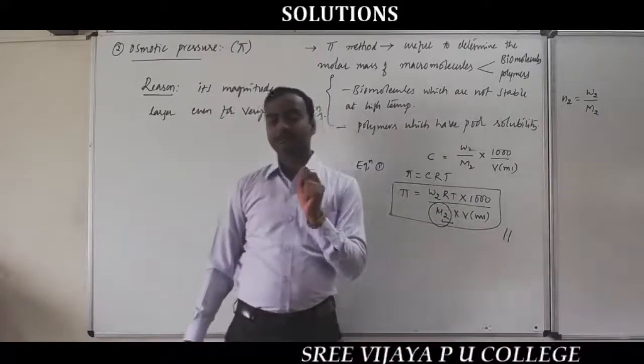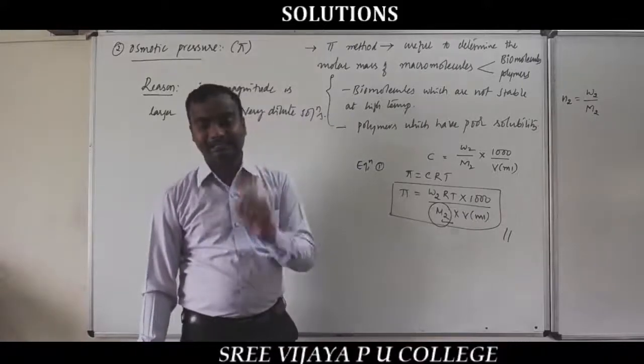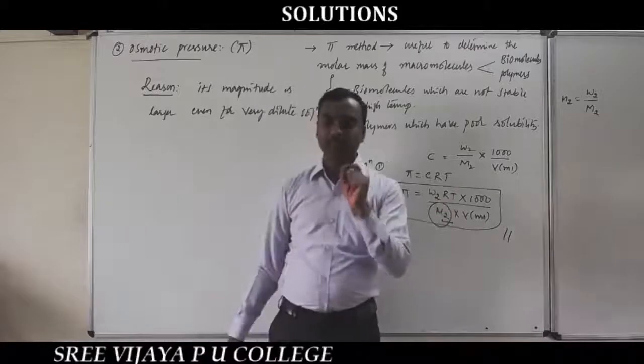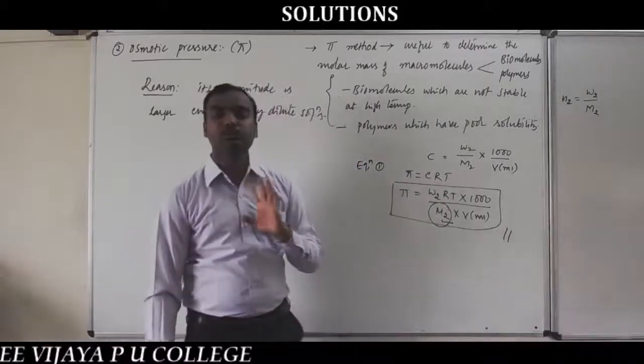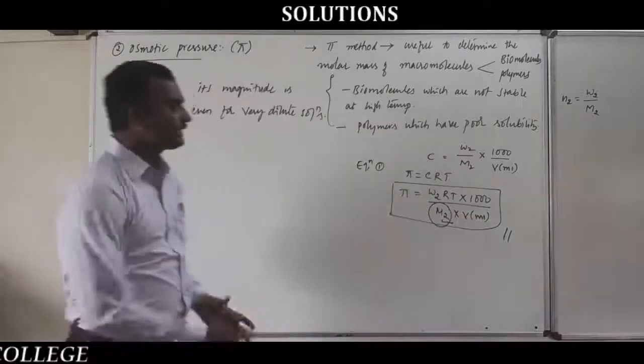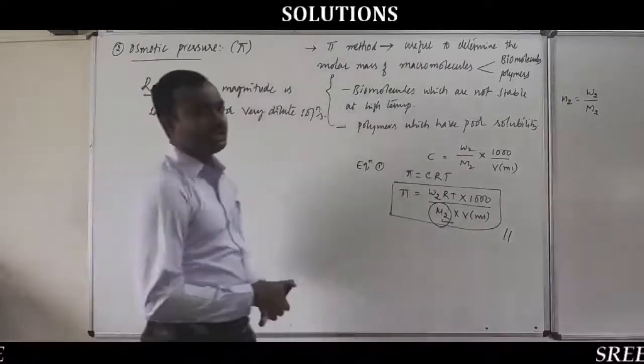To express in bar, it is 0.083 liter bar per Kelvin per mole. T is the temperature in Kelvin. Remember, if degree Celsius is given, convert to Kelvin and then substitute. V is the volume of solution, and into 1000. So that's about the concept of osmotic pressure.